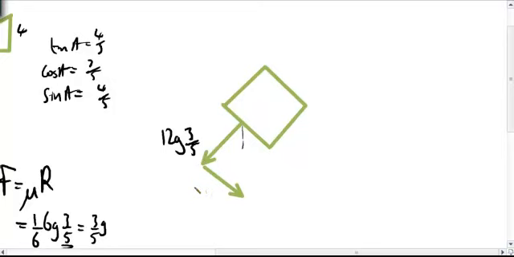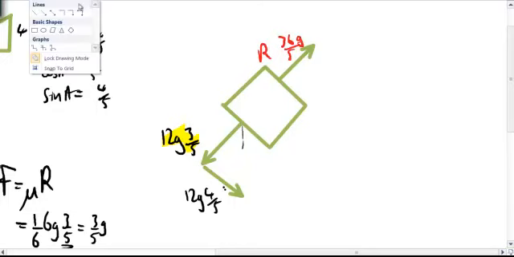This one always works out to be mg sine theta. So it's going to be mg sine of the angle. So we just fill that in quickly: 12g sine of the angle, which was 4/5. Now the reaction is going to be the exact opposite of this one, so I might as well put that in there. It's also 12 times 3/5, which is 36g/5. That's R.